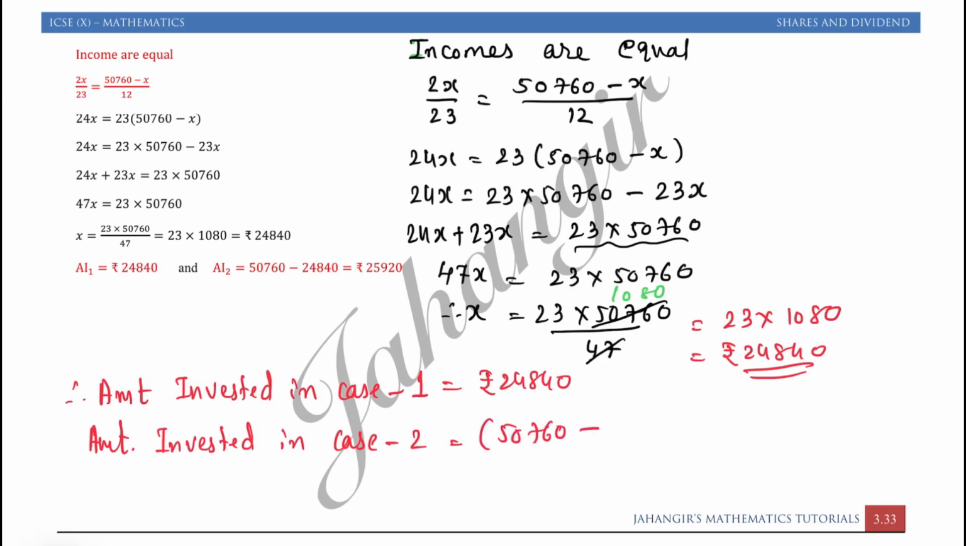is equal to rupees 50,760 minus x. Now we got x is equal to 24,840. So subtracting, you will get 25,920 rupees. So in this way you can find amount invested in both cases. So question number 24 and question number 23 are totally same. This type of question has never been asked in the board, but there is a chance you may get this type of question.